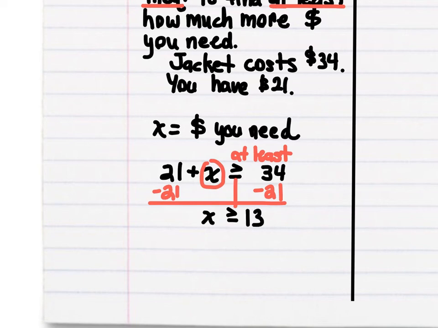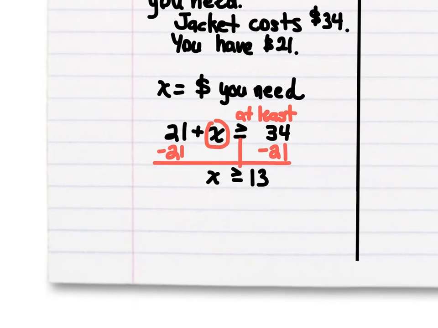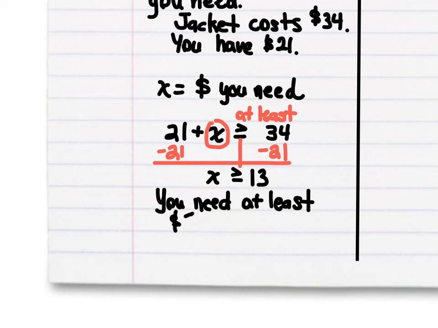So when we put our answer, we're not going to just box the inequality. We're going to write it as a statement. You're going to say you need at least, again, those words that indicate greater than or equal to, $13. So that's how you want to write your answers for those word problems.